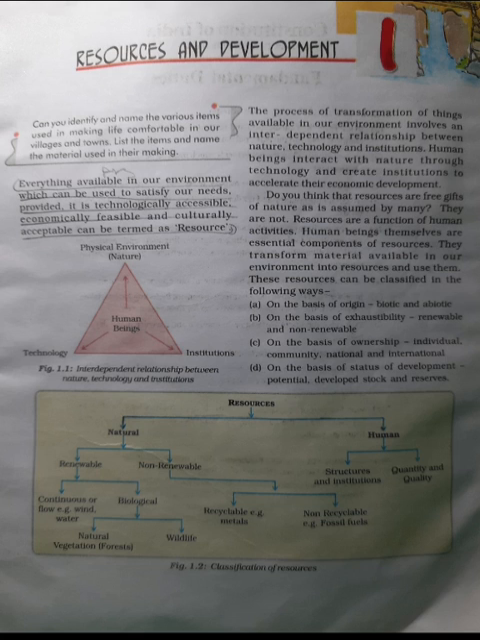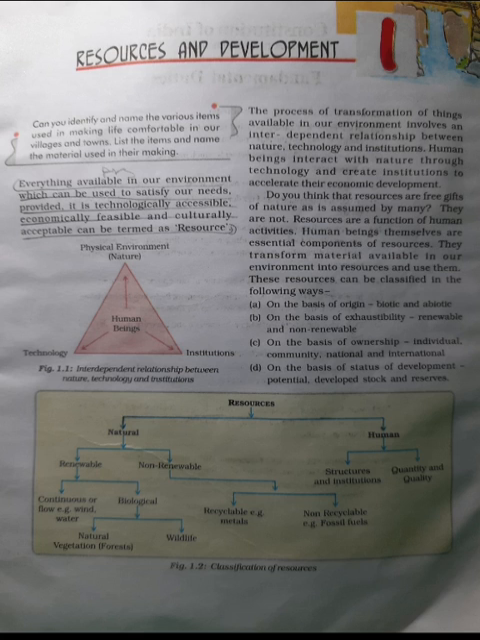As we can see in the example, we are using steel, but without human resources, we are not able to use the steel, which is in the form of mineral available in nature. We are not able to use them. Okay, so they transform material available in our environment into resources and use them. So what humans do is transform those materials which are available in nature into usable forms.